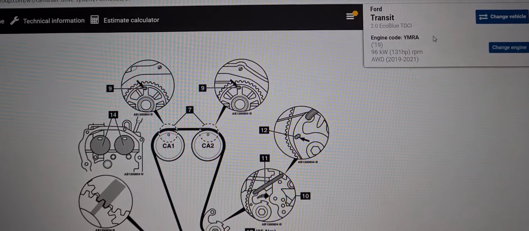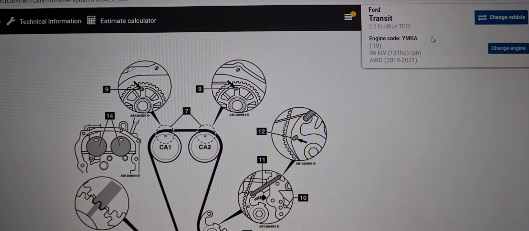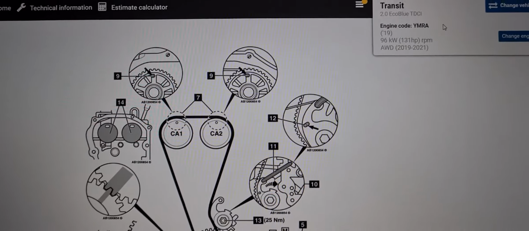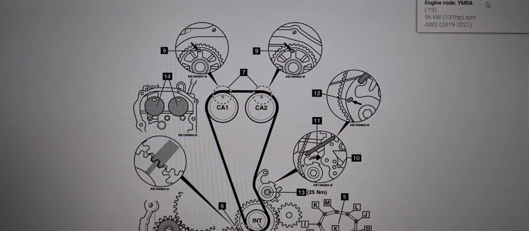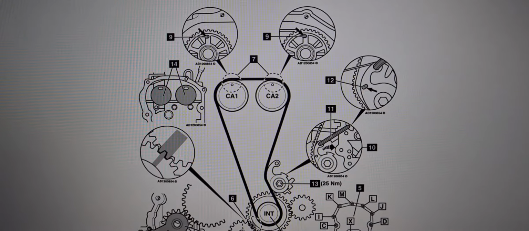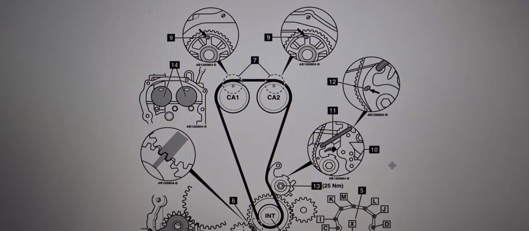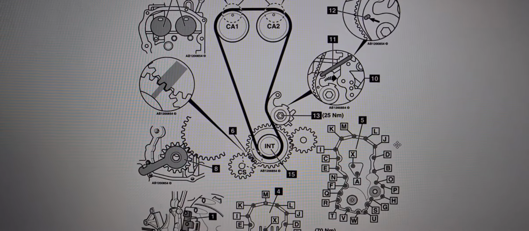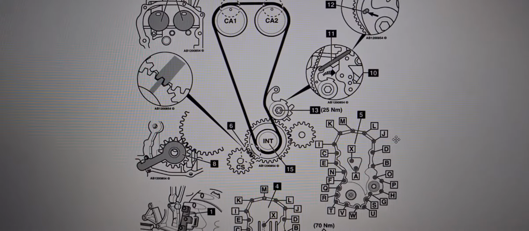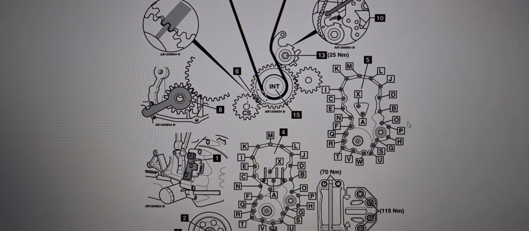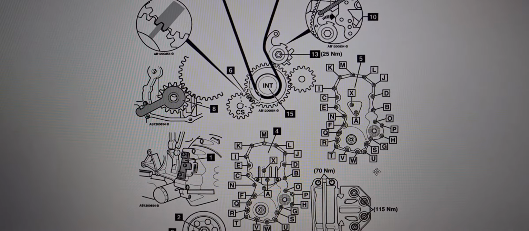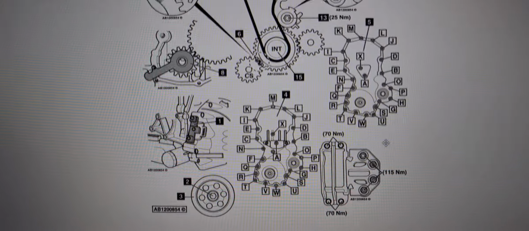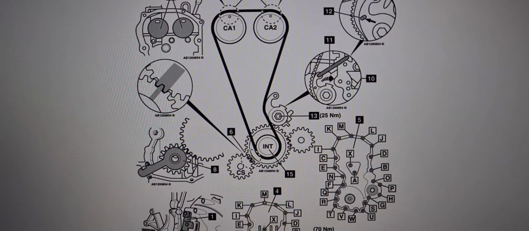Today we're looking at the timing belt diagram for a Ford Transit 2-litre EcoBlue 2D CI, any car between 2019 to 2021. So here's the diagram. Right, so I'll just zoom out and give you a better look at that.